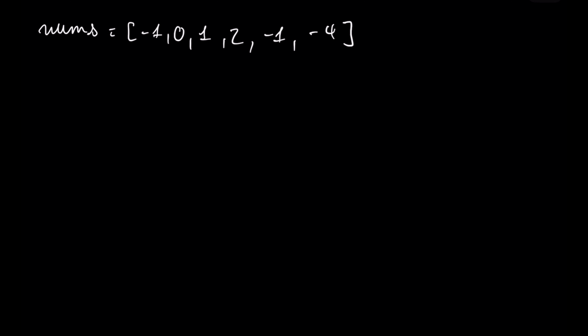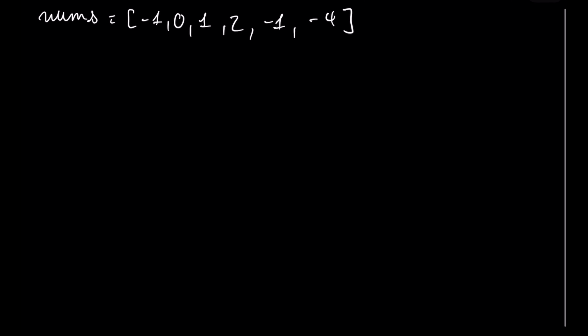To do that, we will use a technique from the two sum problem. I also have a video on the two sum problem, so if you want to know more about that, please check it out. If we want to do the two sum technique and create the optimal solution, we will have to sort this array. Once we sort it, it will look like this: -4, -1, -1, 0, 1, 2.